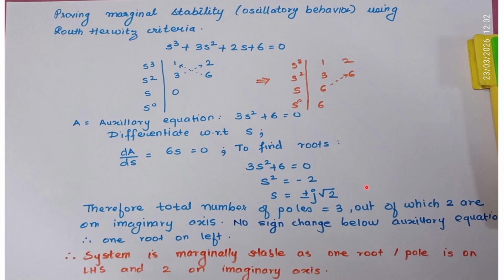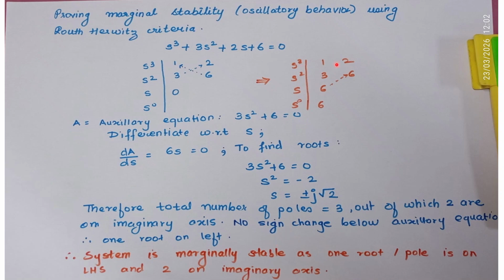You have to find out whether it is in the LHS or RHS. When you look below this auxiliary equation, if there is no sign change, it means that the root is in the LHS. The root is on the left hand side. So the third root is on the left hand side. If the roots are on the right hand side of the plane, the system is unstable. So one root is on the left hand side, which indicates stability.